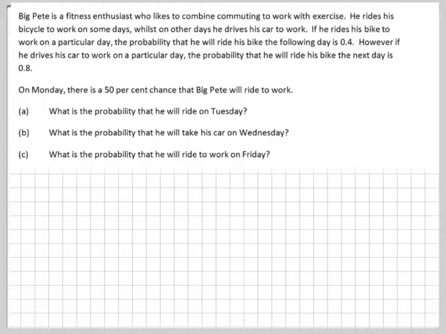So, on Monday, there's a 50% chance, depending on how he feels when he wakes up, that Big Pete will ride to work. So, what is the probability that he will ride on Tuesday? That's part A. Part B asks us what is the probability that he'll take his car on Wednesday, and part C says what is the probability that he'll ride to work on Friday.